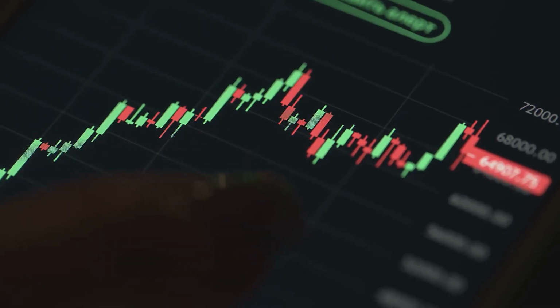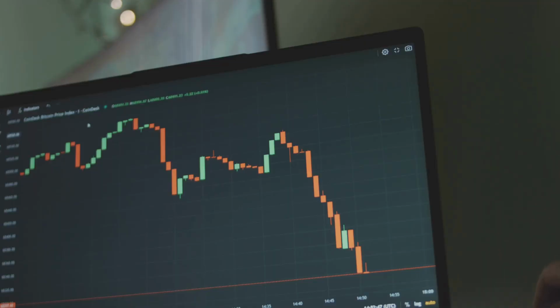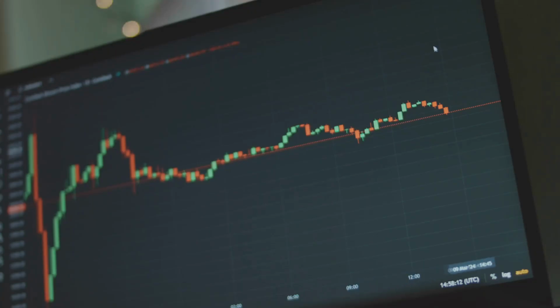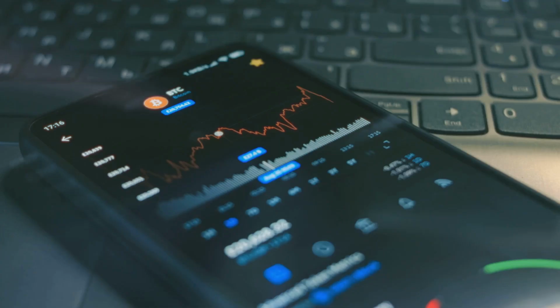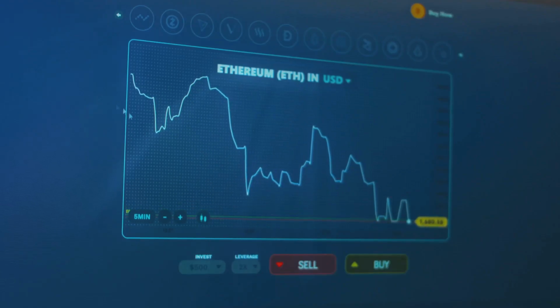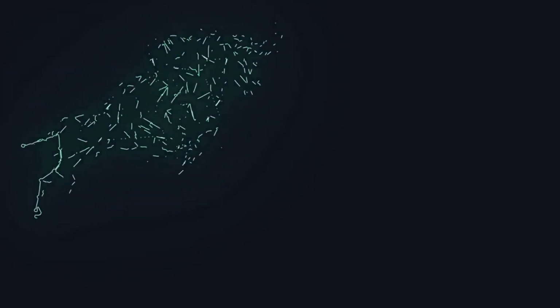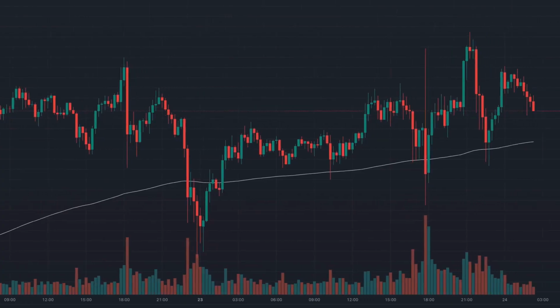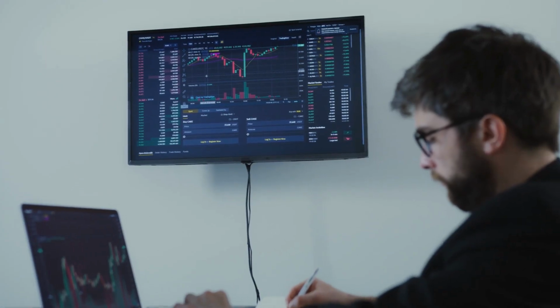An MA calculates the average price. It does this over a specific period. For example, a 50-day MA. This shows the average price of the last 50 days. A 200-day MA shows a longer-term trend. When price is above the MA, it's often bullish. When below, it can be bearish. Simple but effective for trend spotting.